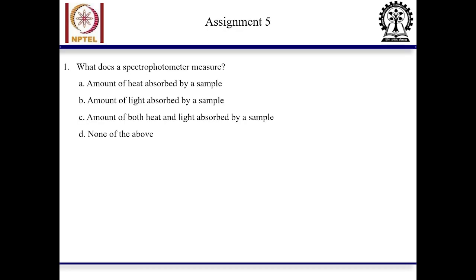Now I will come to assignment problem 5. The first question is: what does a spectrometer measure? In lecture number one, the professor discussed absorption spectrometry. Can anyone tell what a spectrometer measures? This is the most basic question of this assignment. Anyone just write in the chat box the answer to question number 1.